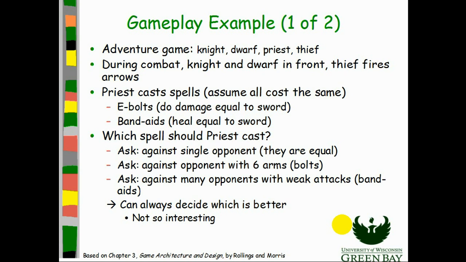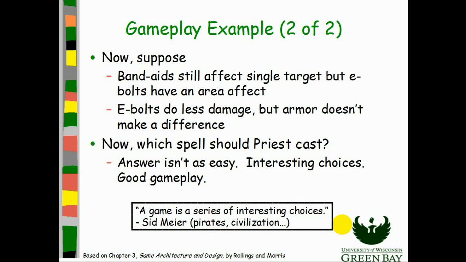In this case, we can always decide which is better. So it's maybe not as interesting. We can always sort of know that, okay, if it's a single opponent, they're equal, so I just do an E-bolt, or I could even do a Band-Aid if I wanted. If it's against an opponent with 6 arms, I'd probably want to do bolts because I'd want to be able to quickly get that opponent down. If it's against many opponents, I'm going to need a lot of different Band-Aids to be applying to the knight and the dwarf and the thief.